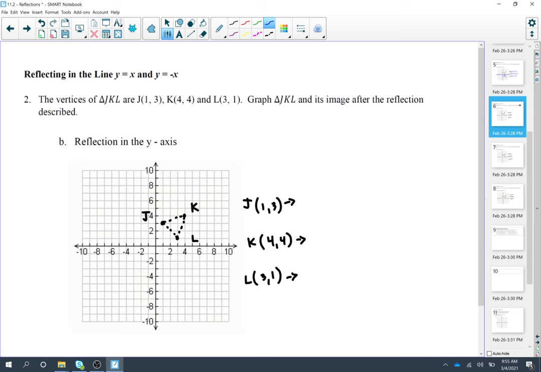Letter B, we're still dealing with the same triangle JKL, but this time we want a reflection in the y-axis. So the y-axis is right here. So instead of reflecting down and up, we're going to reflect left and right. This time over here, my J is 1 away horizontally, so I'm going to go 1 away horizontally, and that's my J prime. K is 1, 2, 3, 4, so 1, 2, 3, 4. L is 1, 2, 3, 1, 2, 3.